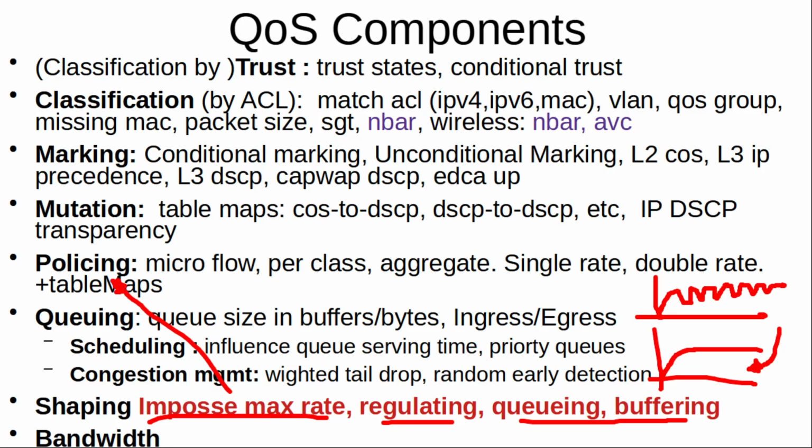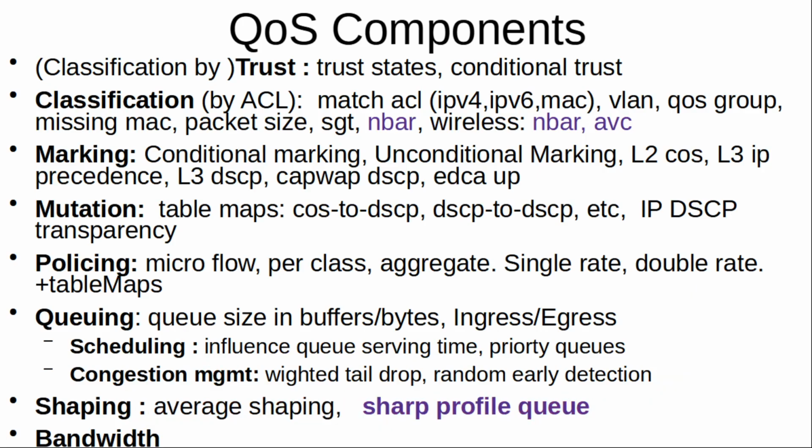And what are the features? You have your average shaping, the classic way to do shaping. There is a new feature that is a little bit obscure. I have seen this in the documentation, that is known as sharp profile queuing.